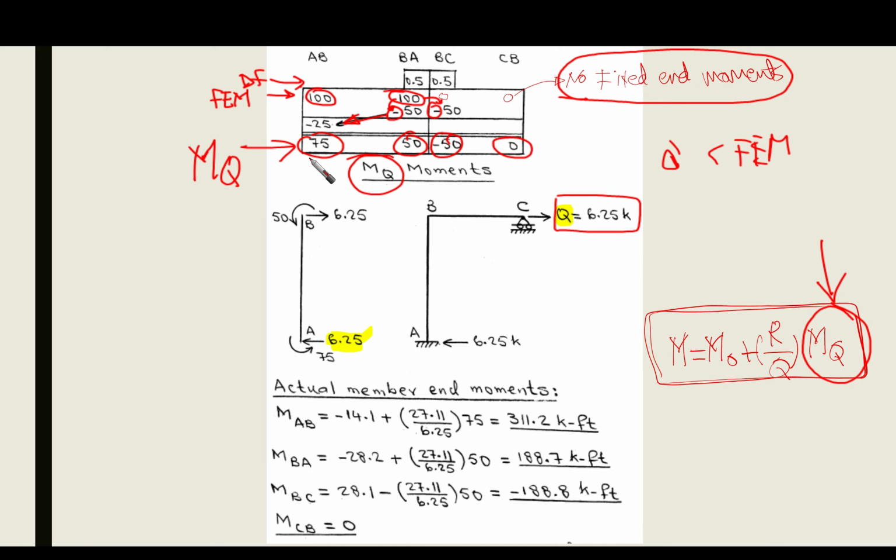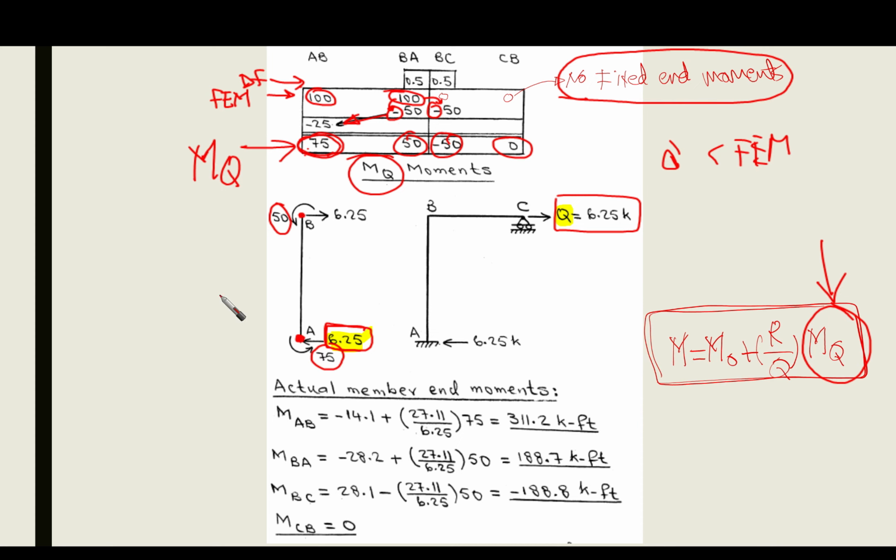We are going to take the moment from this table, which is 75, positive, and put it here. Positive means counterclockwise, and the 50, which is also positive, is counterclockwise, and this is for the column AB. What is the main reason for this? We want to obtain the shear at the bottom of the column. So from here, by taking the moment equilibrium at point A, we can simply obtain the shear at the top and bottom of the column.